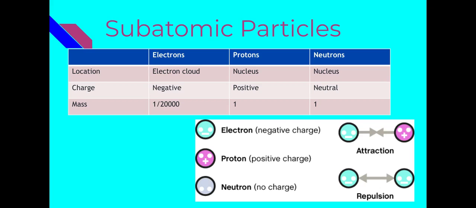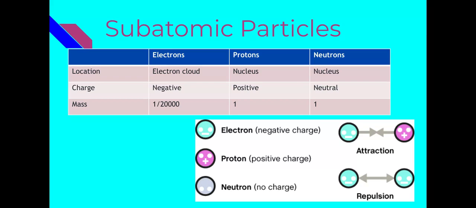So the location: electrons are in the electron cloud, protons are in the nucleus, neutrons are in the nucleus. Charge: electrons are negative, protons are positive, and neutrons are neutral. So positive and protons both start with a P, and neutral and neutrons both start with an N. Electrons, you have to remember: electricity, if you get struck by lightning, is bad. So that's a way you could remember that.